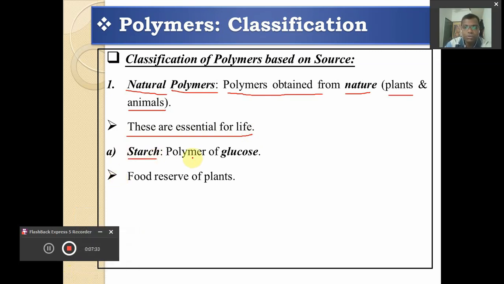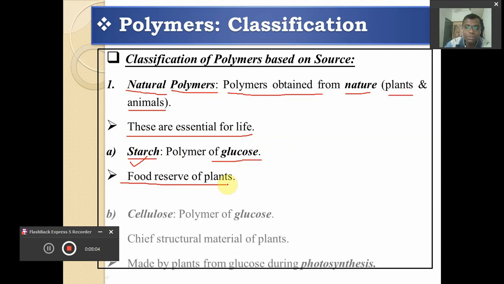Starch is the polymer of glucose. So here whenever a large number of glucose units or glucose molecules are joined together by means of a covalent linkage, actually 1,4 linkage or 1,6 linkage, then it gives the long chain of glucose molecules, and that long chain of glucose molecules is called starch. So this starch is the polymer of glucose, and this starch acts as the food reserve of plant. So this is present in the plant, and it acts as the food reserve of the plant.